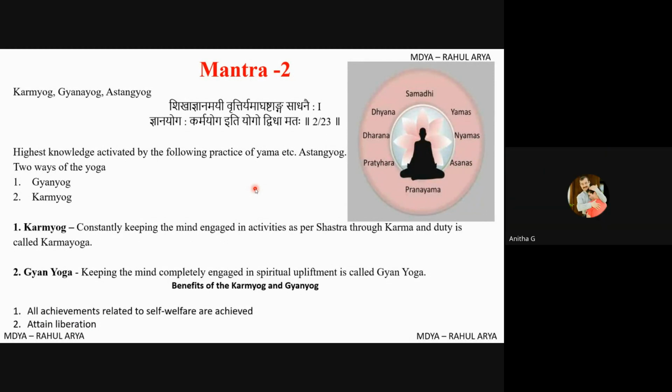Yes sir. In Mantra 2, Karma Yoga, Jnana Yoga, and Ashtanga Yoga are explained in sloka 2/23. The Trisikhi Brahmana Upanishad says we can attain the highest knowledge by Ashtanga Yoga, and it describes two ways of yoga, Karma Yoga and Jnana Yoga. Karma Yoga means keeping our mind engaged in activities as per the Upanishads and Shastras. Jnana Yoga is keeping our mind engaged in spiritual upliftment. The benefits of these two are that we can attain self-welfare as well as liberation.